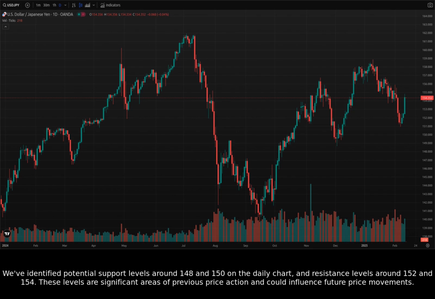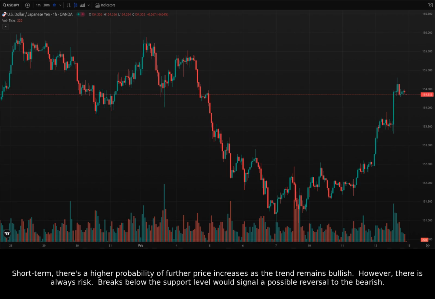We've identified potential support levels around 148 and 150 on the daily chart, and resistance levels around 152 and 154. These levels are significant areas of previous price action and could influence future price movements. Short-term, there's a higher probability of further price increases as the trend remains bullish. However, there is always risk. Breaks below the support level would signal a possible reversal to the bearish.